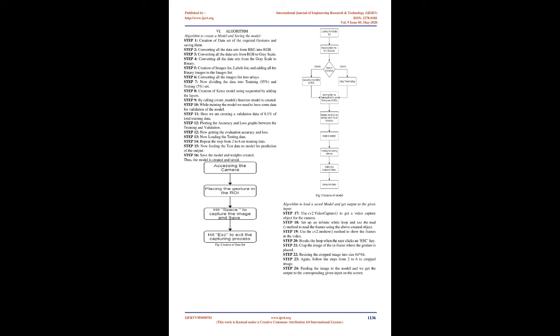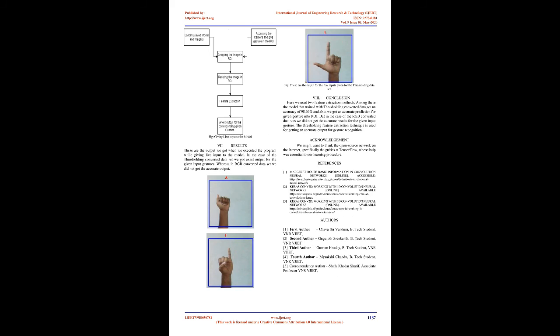6. Algorithm. Algorithm to create a model and save the model. Step 1. Creation of dataset of the required gestures and saving them. Step 2. Converting all the datasets from BGR into RGB. Step 3. Converting all the datasets from RGB to grayscale. Step 4. Converting all the datasets from grayscale to binary. Step 5. Creation of images list, labels list, and adding all the binary images to the images list. Step 6. Converting all the images list into arrays.